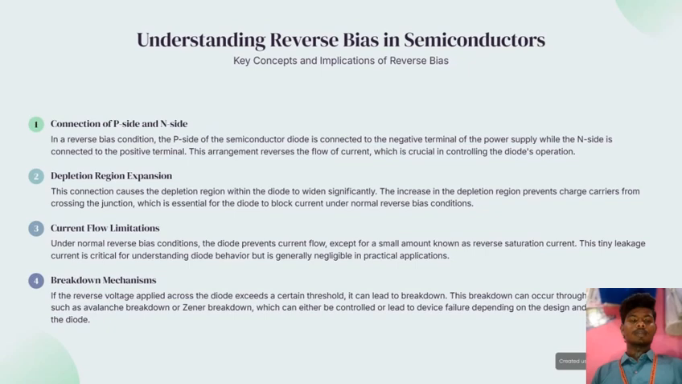Number 4. Breakdown mechanisms. If the reverse voltage applied across the diode exceeds a certain threshold, it can lead to breakdown. The breakdown can occur through mechanisms such as avalanche breakdown and Zener breakdown, which can either be controlled or lead to device failure depending on the design of the diode.